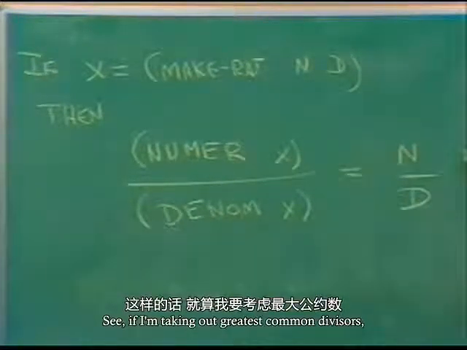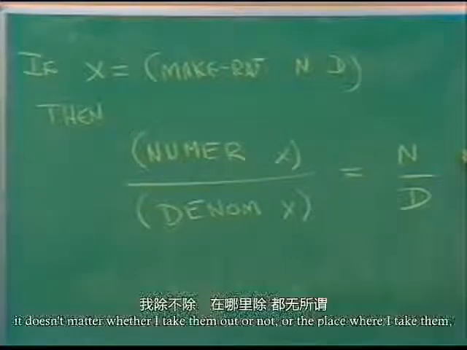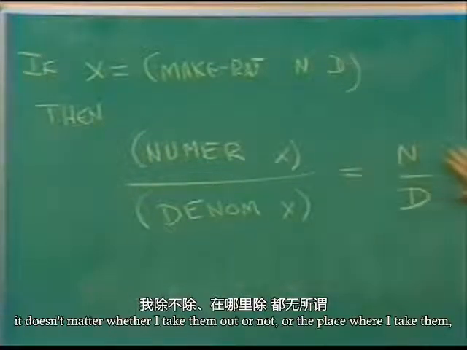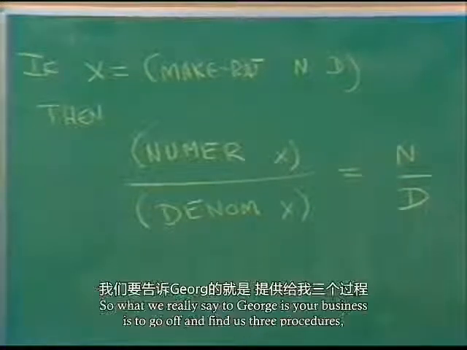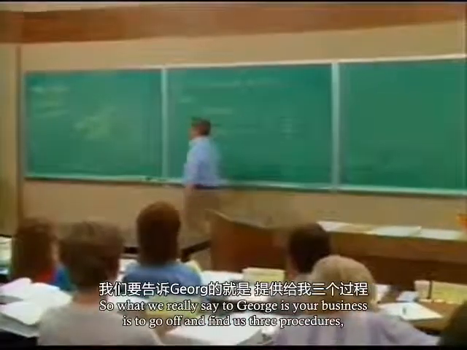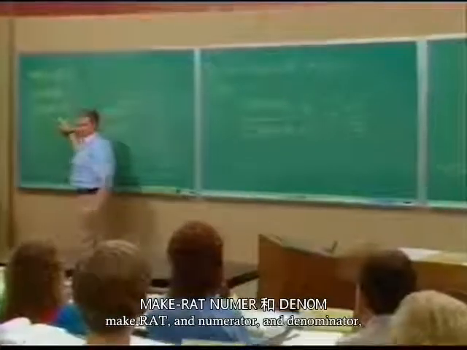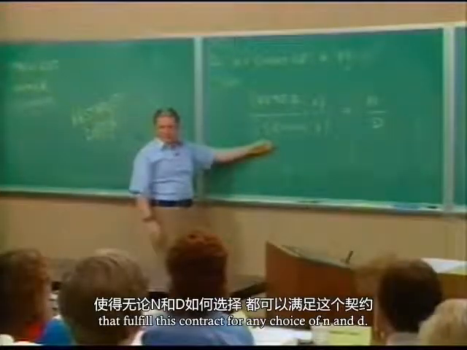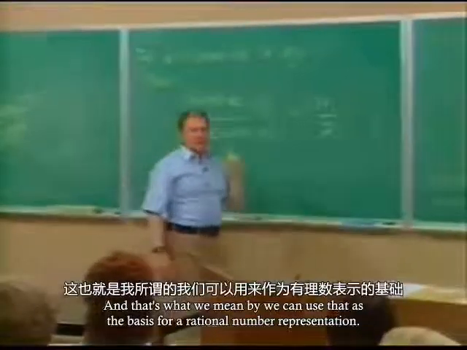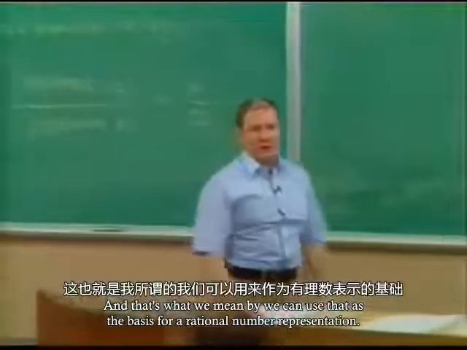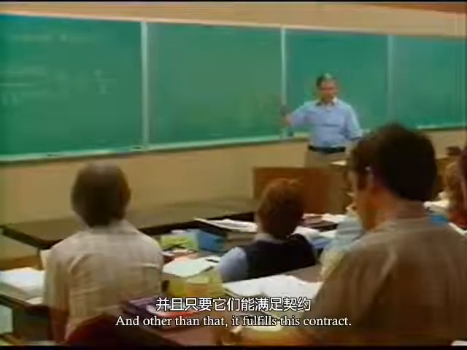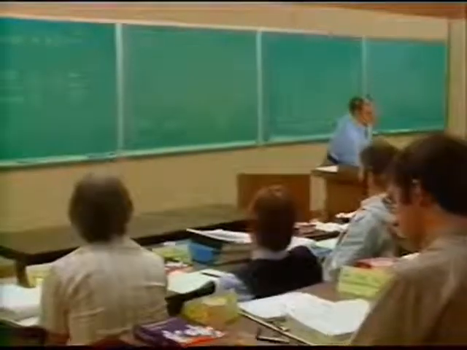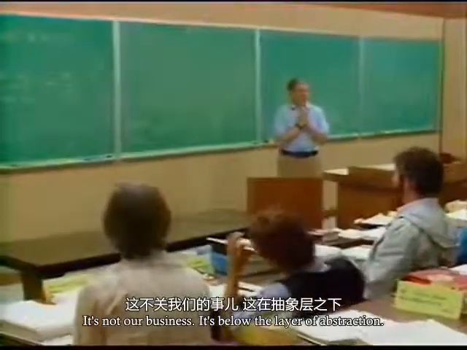See, if I'm taking out greatest common divisors, it doesn't matter whether I take them out or not, or the place where I take them out, because the idea is I'm going to divide through. But see, this is George's contract. So what we really say to George is your business is to go off and find us 3 procedures, makerat, numerator, and denominator, that fulfill this contract for any choice of n and d. And that's what we mean by we can use that as the basis for a rational number representation. Other than that, as long as it fulfills this contract, we don't care how he does it. It's not our business. It's below the layer of abstraction.